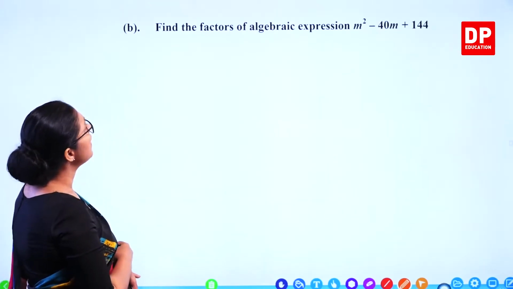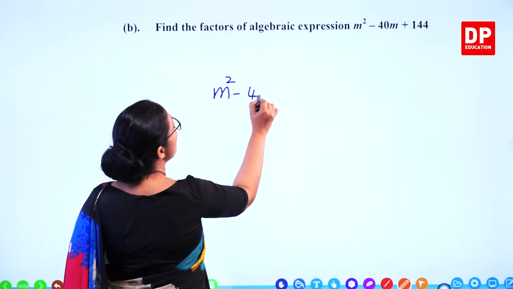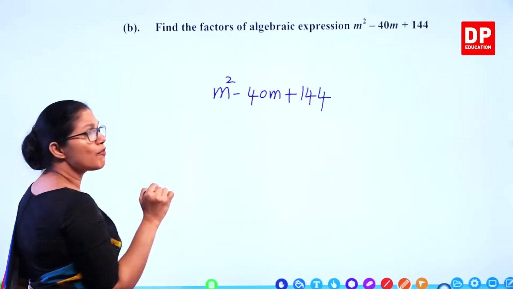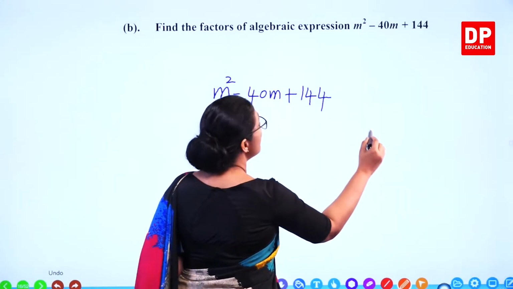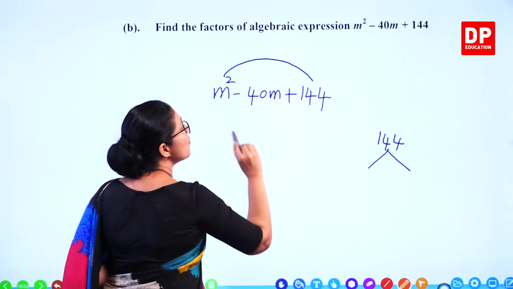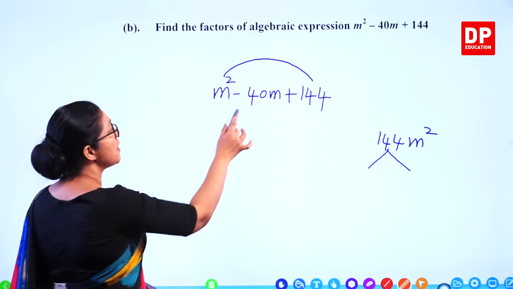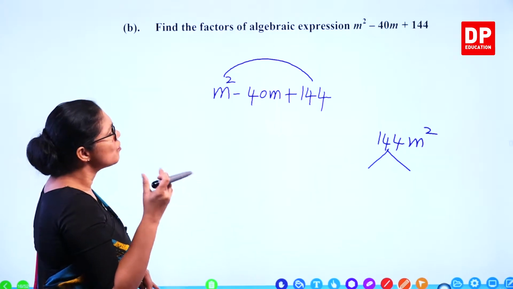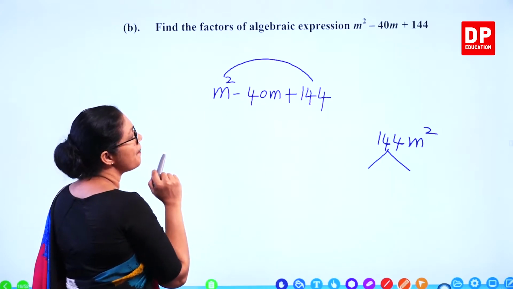Part B. Find the factors of the algebraic expression m squared minus 40m plus 144. How do you find the factors? We take 144 and see what its factors are. When you multiply, you get a positive value, so the addition of those factors becomes minus 40. Minus is there, so both should be negative values. So what are the factors of 144 that give 40?